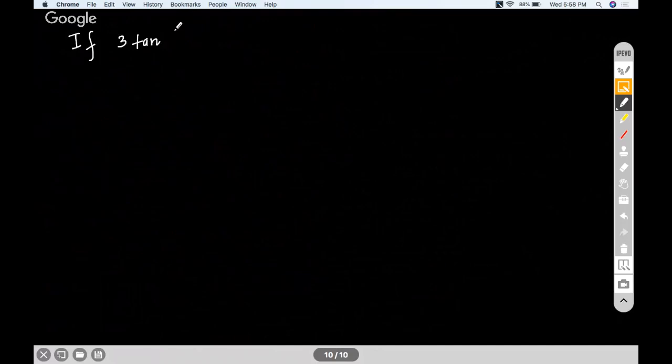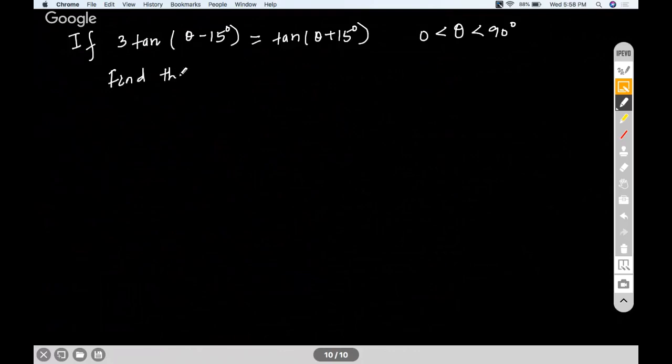Next question. If 3 tan theta minus 15 degree is equal to tan theta plus 15 degree, where theta lies between 0 to 90 degree, find the value of theta. Find the value of theta.